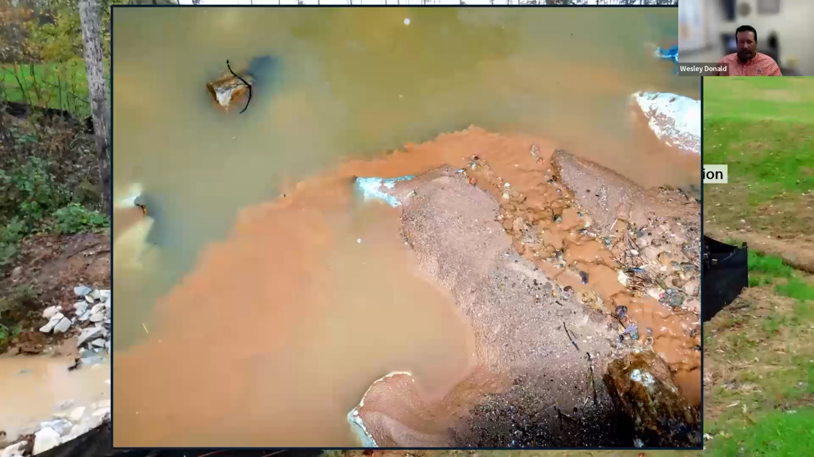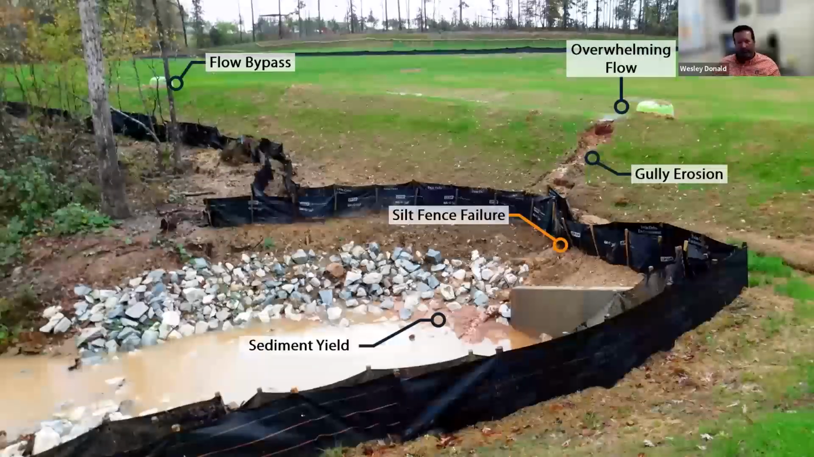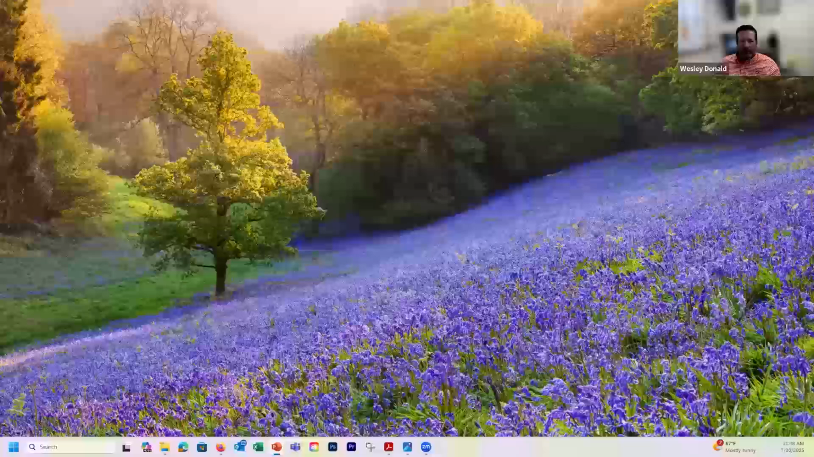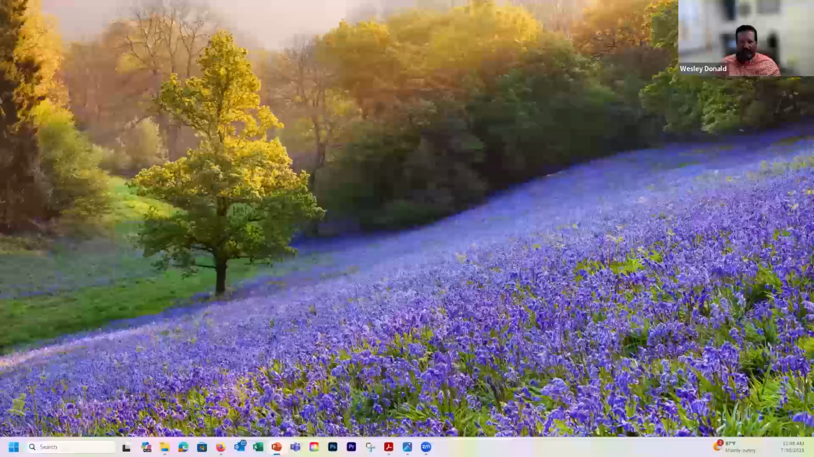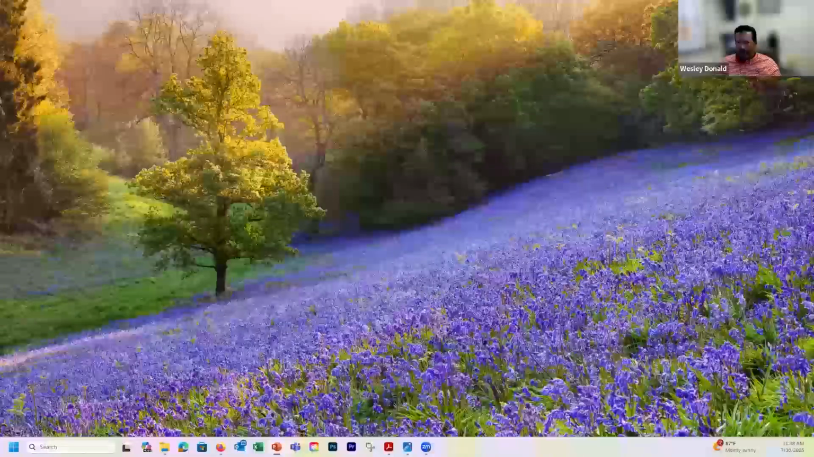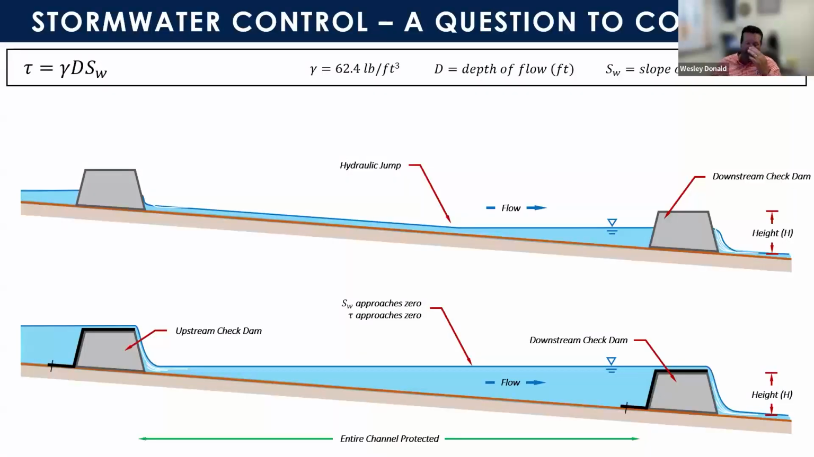So I'm going to pause right there. I do want to pose a question. I'm going to back up real quick because I do want to pose a question for you guys. It's just something I've been thinking about, something I want to consider from a stormwater control standpoint. It's something that I've never really thought about before.